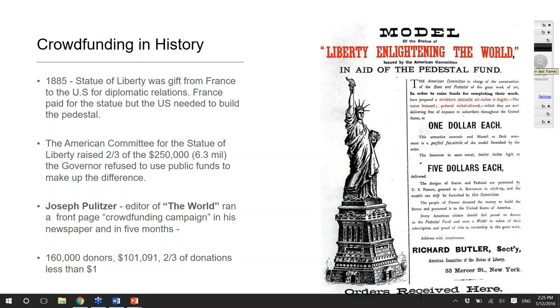He ran this campaign for 5 months, and he was able to raise $101,000 from 160 persons. He surpassed the one-third limit that they were trying to raise. Most people gave less than a dollar, and people of all walks of life gave: business people, children, housewives. He was able to amass a lot of money by running this crowdfunding campaign.